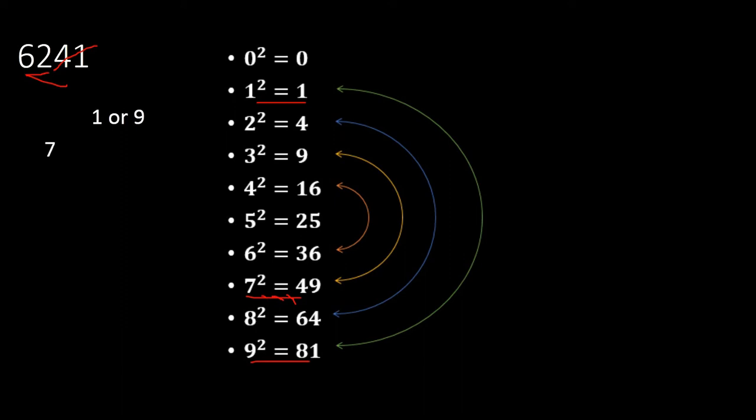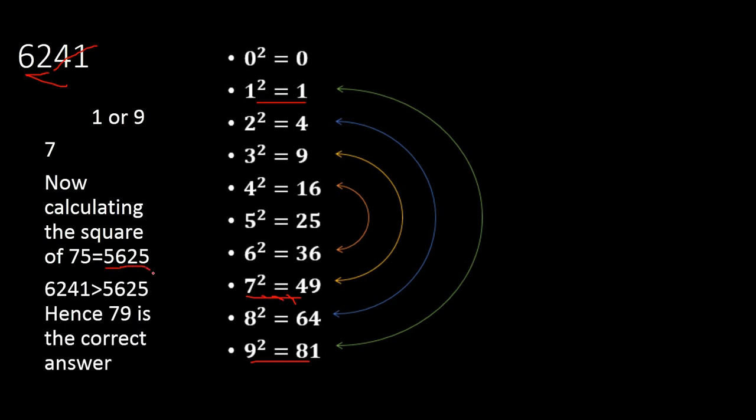To decide among 71 or 79, we will calculate the square of 75. We will use the exact same trick. 5 square is equal to 25 and 7 multiplied by 8 is equal to 56. So the square of 75 will be 5625. Since 5625 is smaller than 6241, hence 79 will be the correct option. Okay, moving towards the next example.